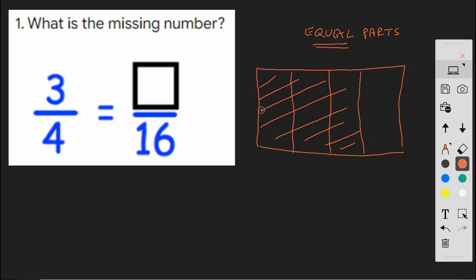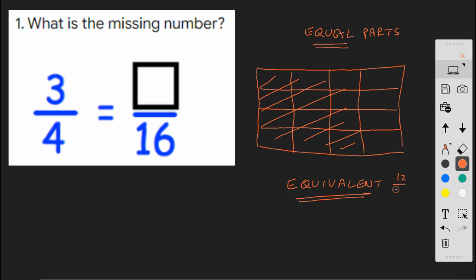Now, look, I'm going to divide it in 4 the other way as well. So look, I now have 16 equal parts. The same amount is shaded. So these two fractions are what's called equivalent, because the same amount is shaded. And what you can see here is that the answer is 12/16.